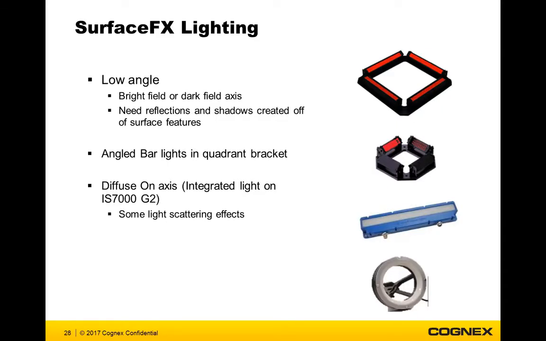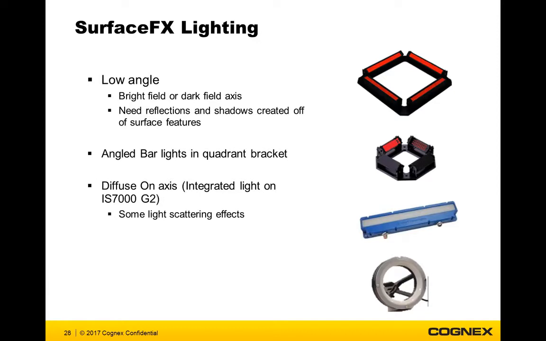One way to do this is we can use angled bar lights in a quadrant bracket. CCS has some brackets that are already made that you can use, which are really useful. I know SVL has some additional brackets as well. And then on the very bottom, you see the CCS with their quadrant-controlled light that we have used in the past. The other option is your diffuse on-axis.